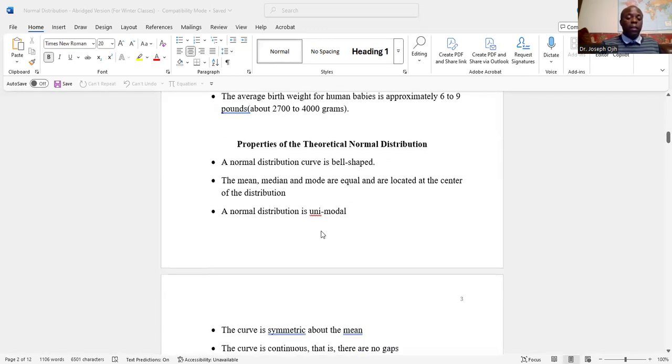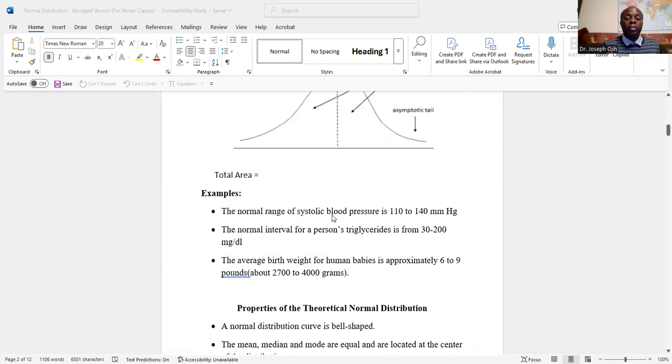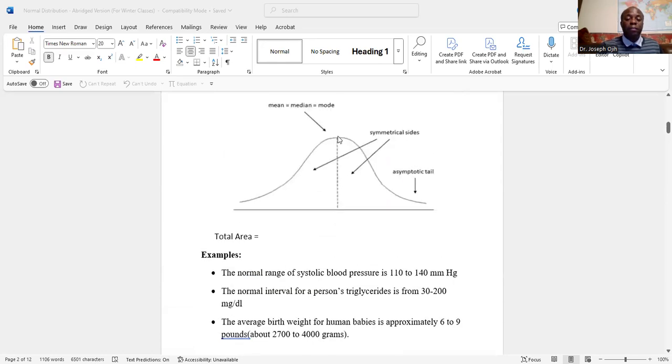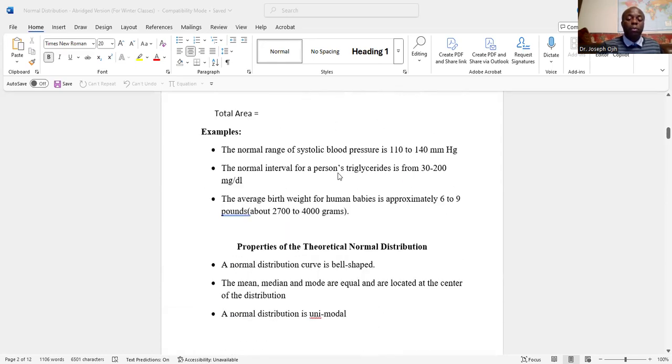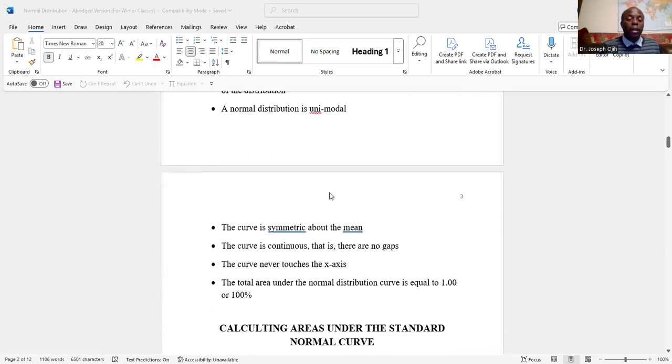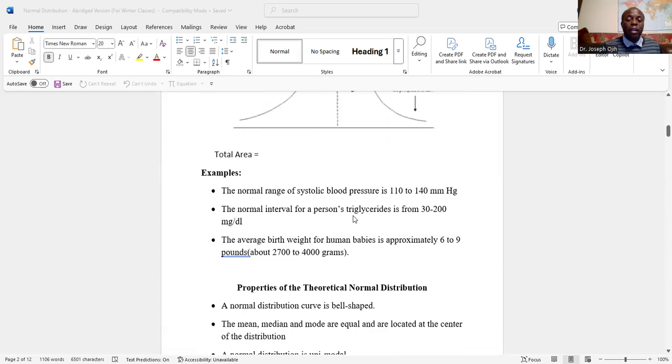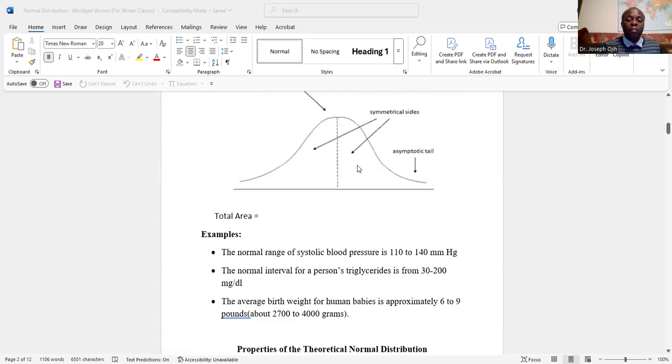The third property is that a normal distribution is unimodal. That means it has only one mode. You can see that you have only one peak. The curve is symmetric about the mean. That means what you have on the left side is the same as what you have on the right side. Like I said earlier, you can literally fold this part into this part. So it's symmetric.